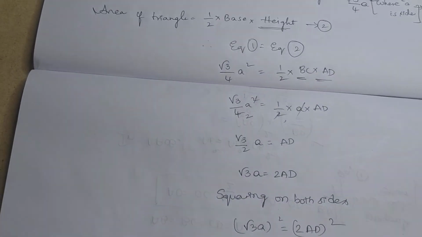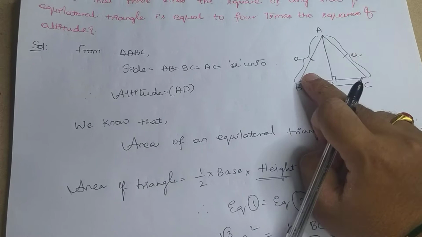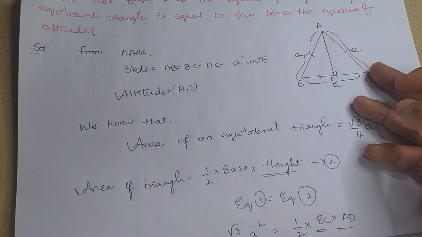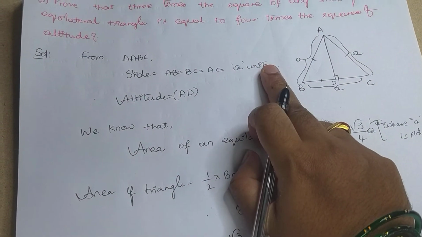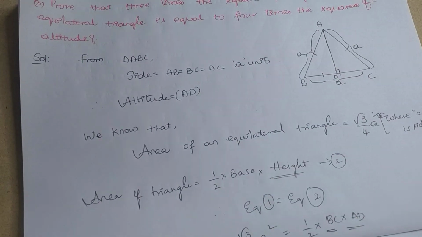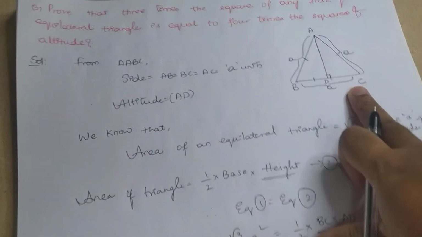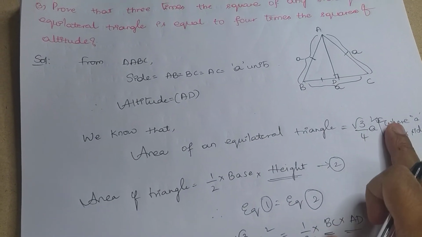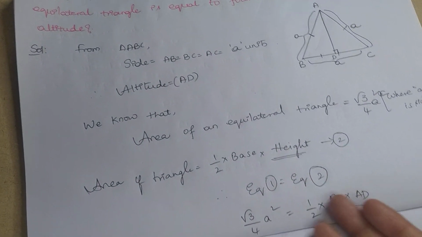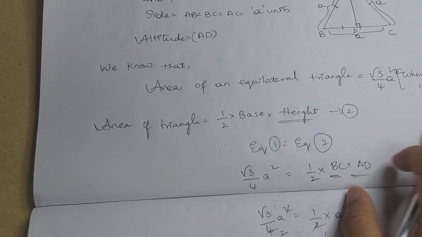See, I'll explain you very briefly now. So here I have just taken an equilateral triangle with equal sides. Equilateral triangle is nothing but the triangle in which all sides are equal. So here I have taken side as a units. Altitude is nothing but the perpendicular bisector which we have drawn from the vertex A to the opposite side. So here altitude is AD. We know that area of equilateral triangle is root 3 by 4 a square, and the general formula for area of triangle is 1 by 2 into base into height. Whatever formula you apply, the area of the triangle remains the same. So equation 1 can be equated with equation 2.